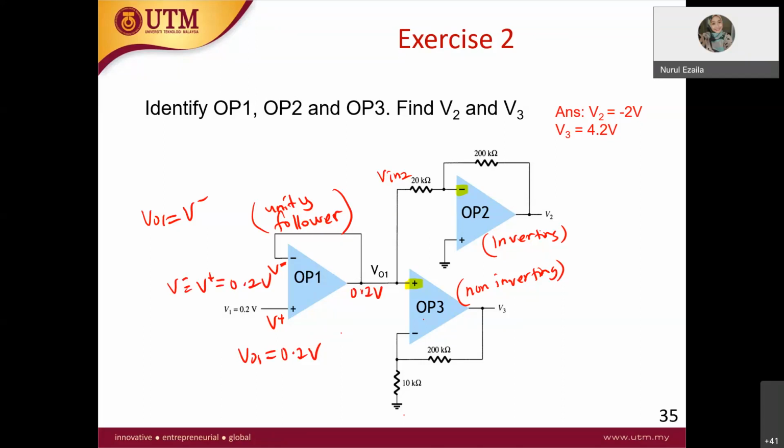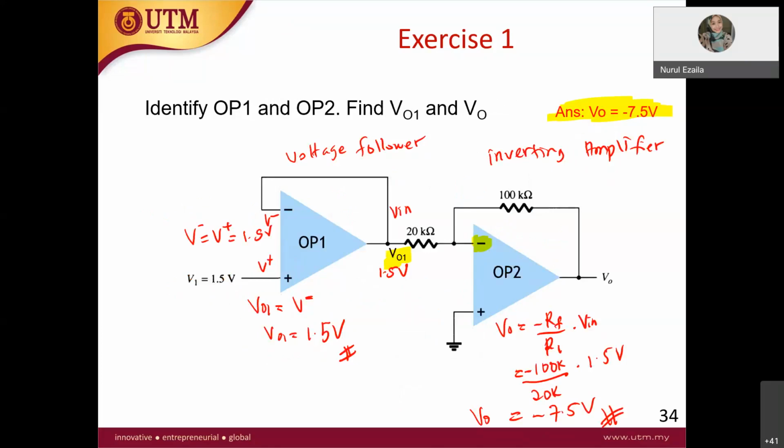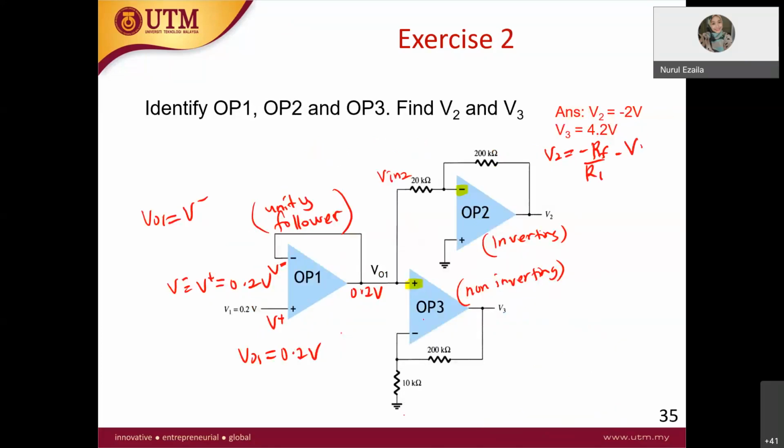All right, let's solve for op-amp 2. Op-amp 2 is inverting. Therefore V2 is equal to negative RF over R1 times V in. In this case, V2 is equal to negative 200K, RF is 200K, over R1, which is here how much?